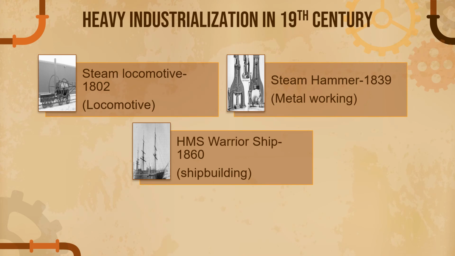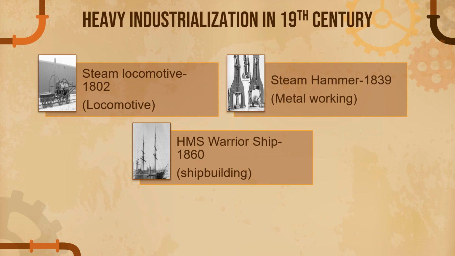These are some examples of heavy industrialization in the 19th century. Firstly, we have the steam locomotive, which was created by Richard Trevithick in 1802. It was used for railway transport until the middle of the 20th century. The locomotive allowed people to ship goods and travel faster.